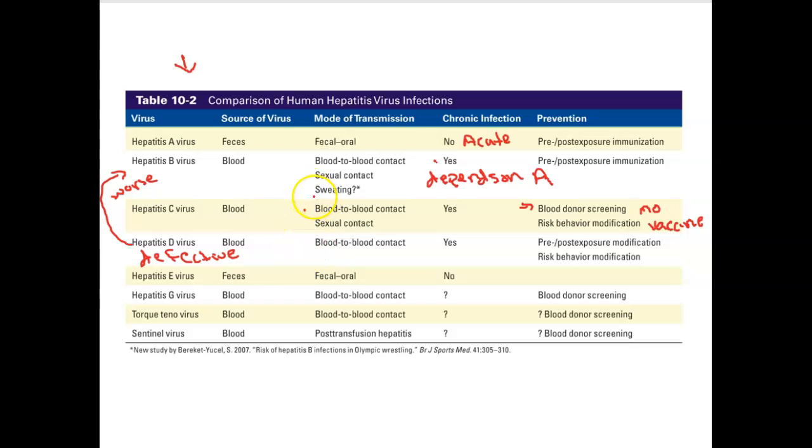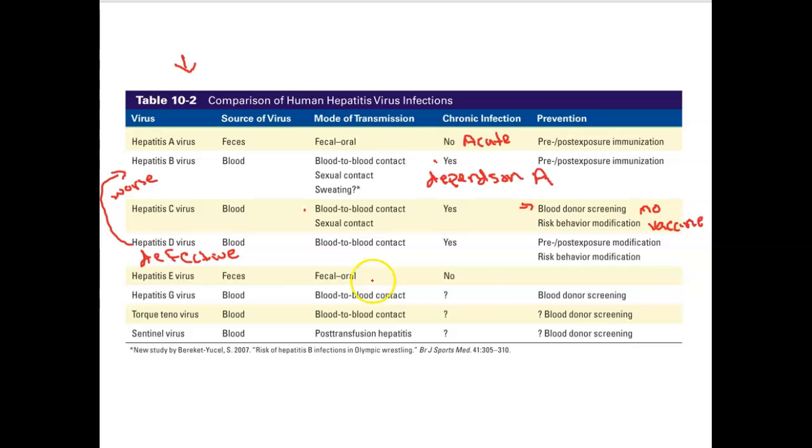Spread the same way as hepatitis B. We don't have a vaccine for this. Hepatitis E, like A, is fecal-oral, through contaminated water, contaminated food that's been washed with contaminated water, or bad processing of the food. They have designed a vaccine, but it's not available in the United States.